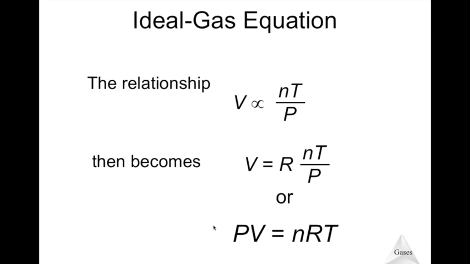So now we've got volume equals our proportionality constant times nT over P, rearranged a little bit to be more convenient, is PV equals nRT, or "pivnert" sometimes. So this is your ideal gas equation. Pressure times volume equals the number of moles times your gas constant times temperature. And temperature, by the way, is always going to be in Kelvin.